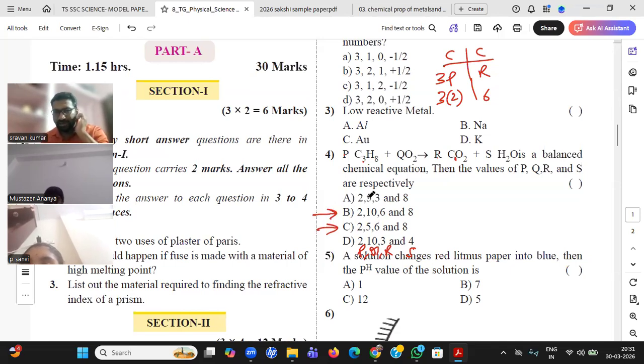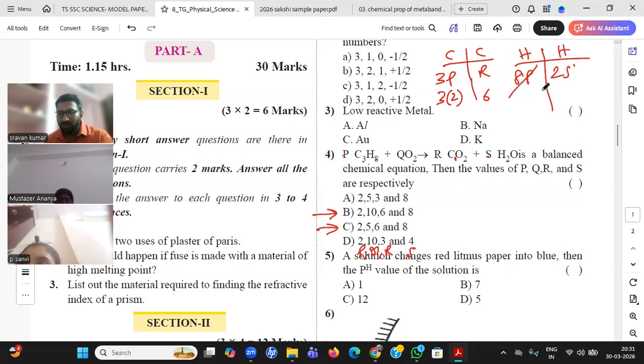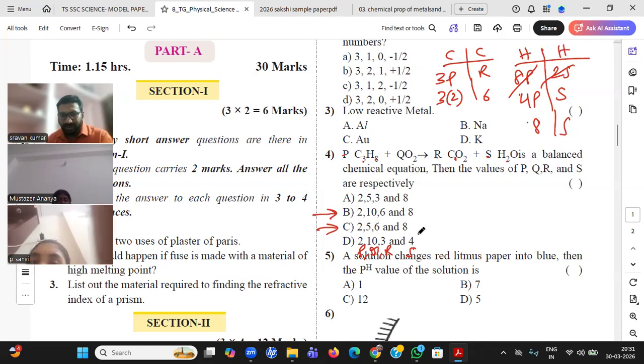Then what did I do? I have taken hydrogen next. Hydrogen, left hand side, 8 into P, 8P. Right hand side, 2 into S, 2S. So I can just cancel common factors. If I divide by 2, 4p equals S. So p I have taken 2. If p value is 2, 4 times 2 is 8. S value should be 8. Absolutely. This is the right answer.